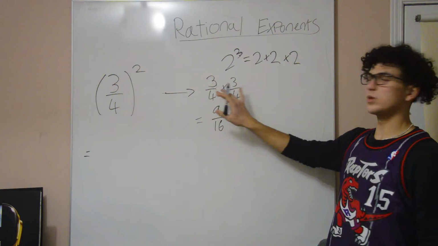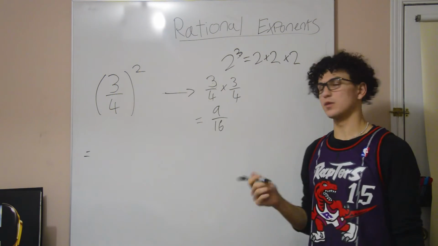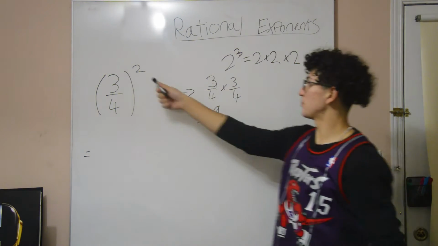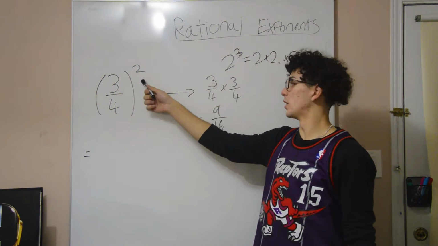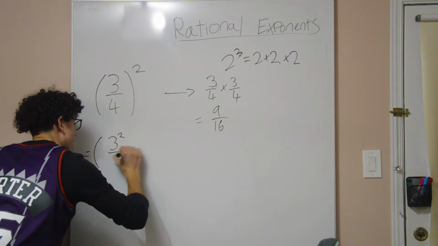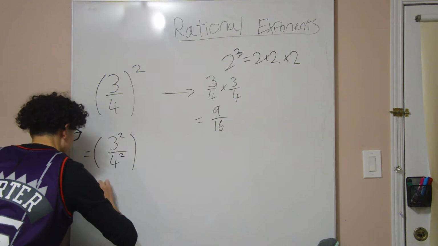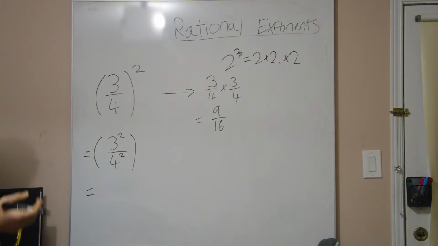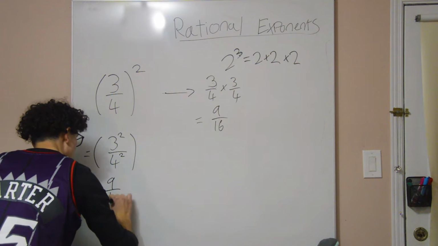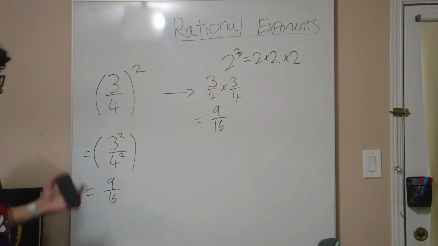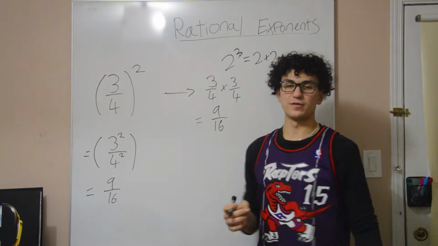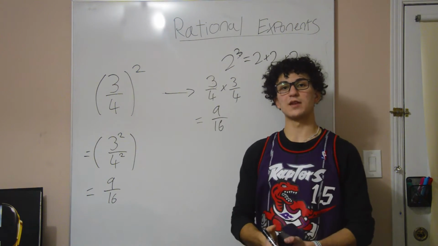But we don't always want to write this out. If we have a really big exponent, we don't always want to write it out. An easier way to do it is to simply run the exponent through the numerator and into the denominator. So it becomes 3 squared over 4 squared. And we still get the same answer because it's the same thing. 3 squared is 9 and 4 squared is 16. Just like that. So now that we hopefully have our recap on fractions and exponents, let's jump into negative exponents.